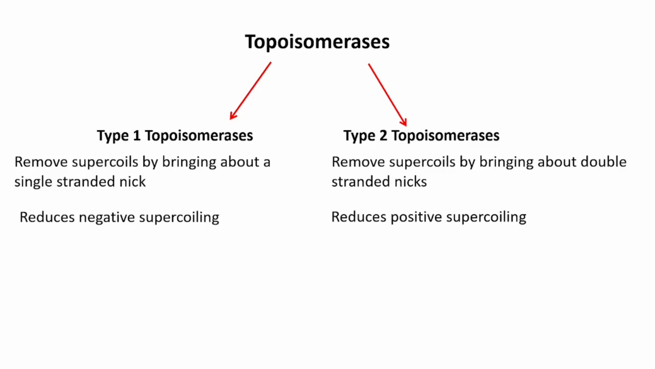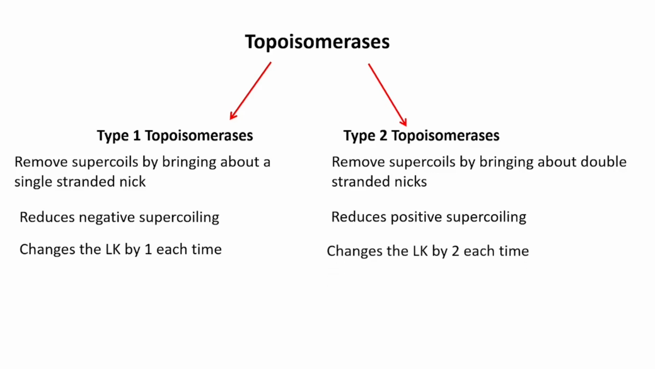Thus, type 1 topoisomerases change the linking number by 1 each time it binds to DNA, whereas type 2 changes the linking number by 2 each time it binds to the DNA. Further, type 1 topoisomerases do not require ATP for their activity, whereas type 2 requires ATP for their mechanism of action. Let us now first discuss type 1 topoisomerases.